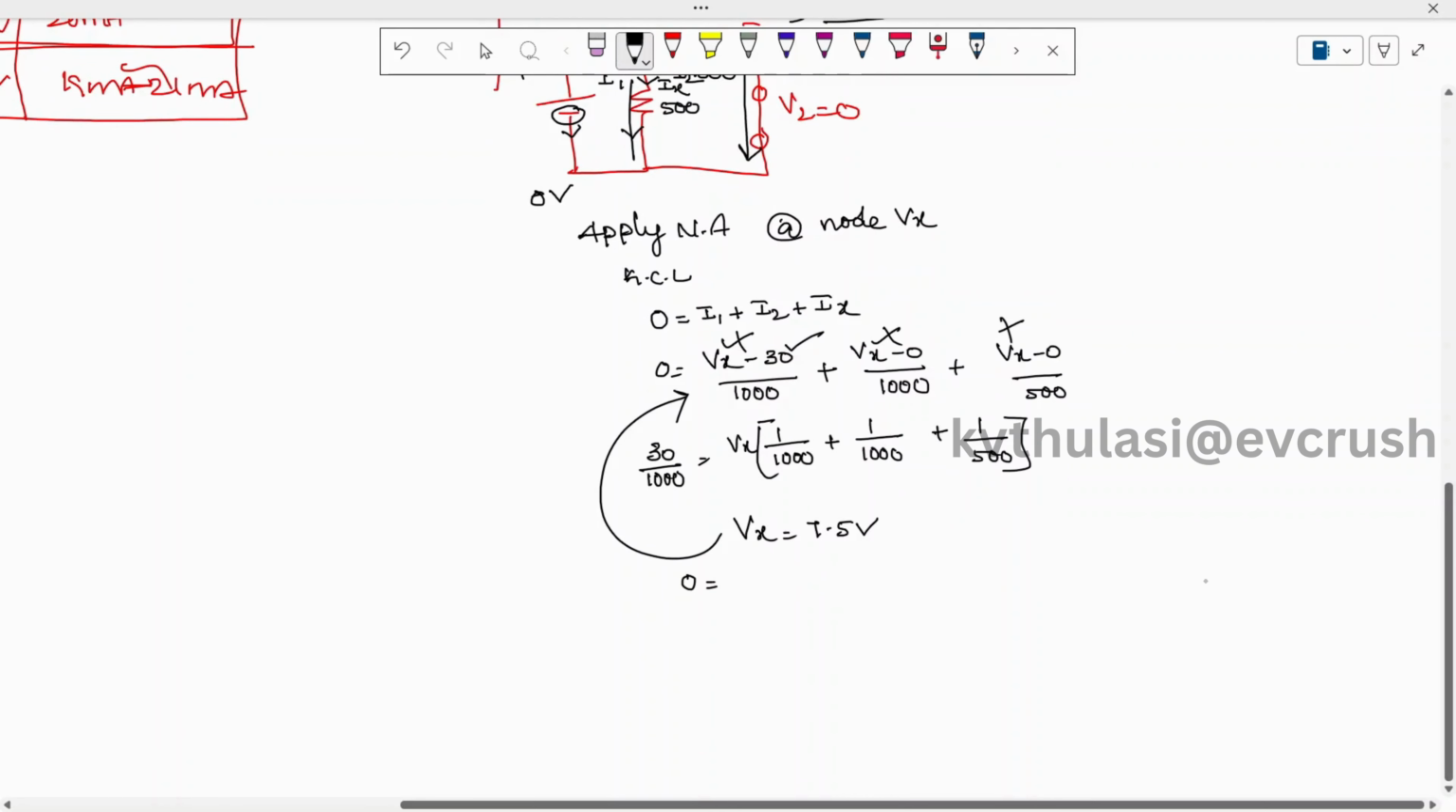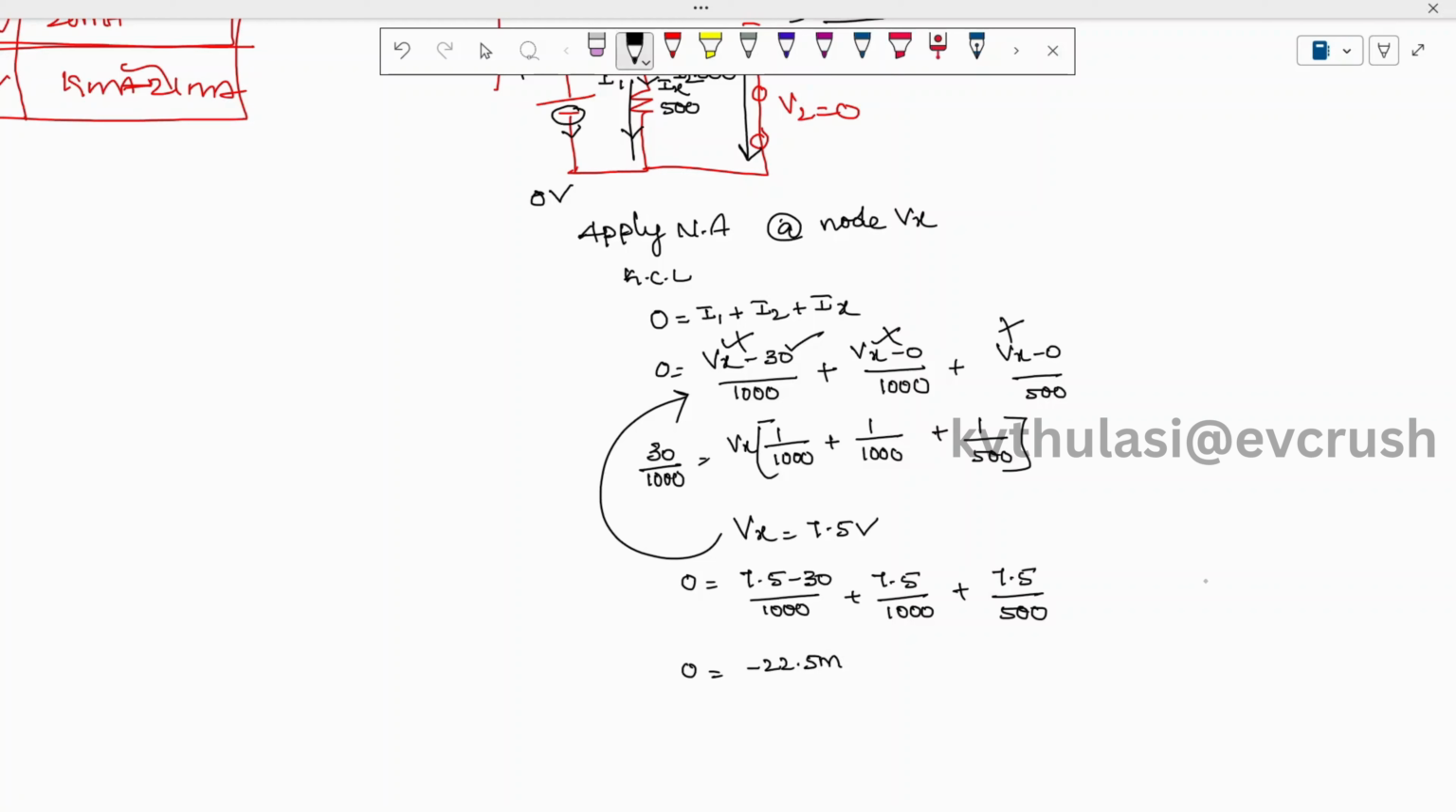Okay, therefore 0 is equal to 7.5 minus 30 divided by 1000 plus 7.5 divided by 1000 plus 7.5 divided by 500. Okay, so when you do it, then you're going to get this value as minus 22.5 milliampere plus 7.5 milliampere plus 15 milliampere. If you add these two, that will be equal to 22.5. So where your KCL is verified.